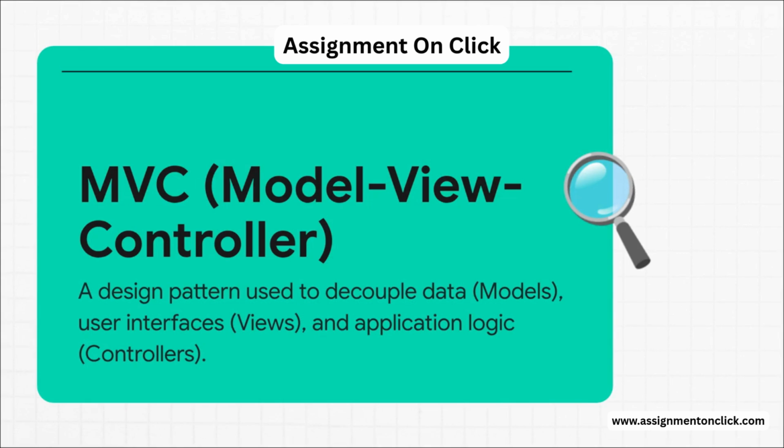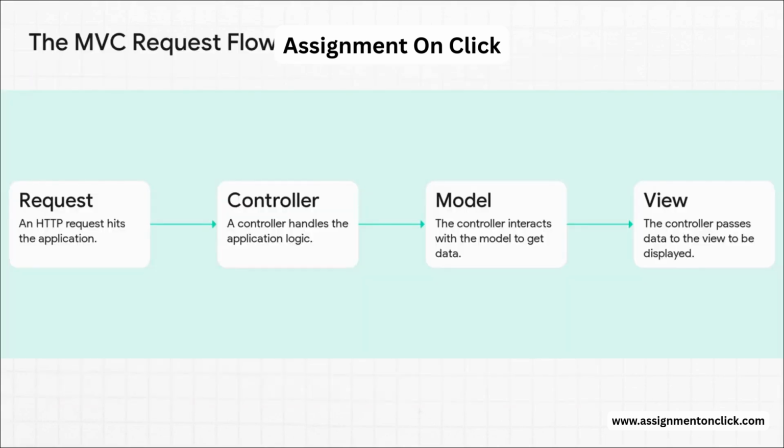By keeping them separate, you can completely redesign your website, the view, without ever breaking the core business logic in the model. That is how you solve the Jenga problem for good. So let's trace a request as it moves through this assembly line.